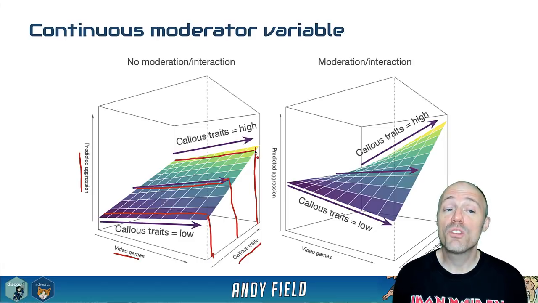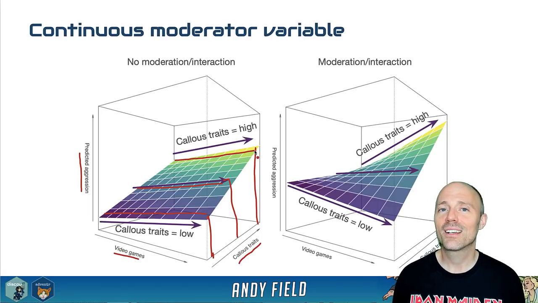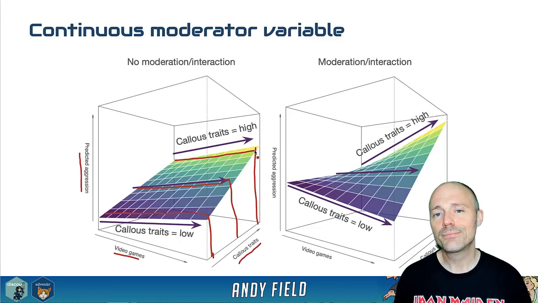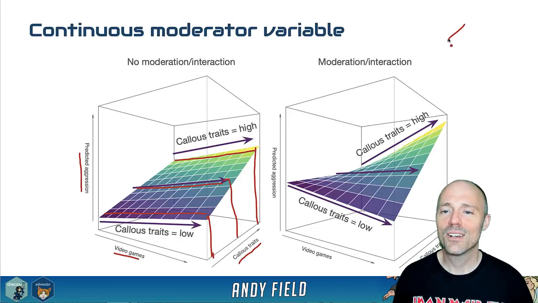This will be an example of no moderation. This is where callous unemotional traits does not moderate the relationship between video gaming and aggression. So in other words, the relationship between video gaming and aggression does not change as you move along the continuum for callous unemotional traits. Now, let's look at this other side.